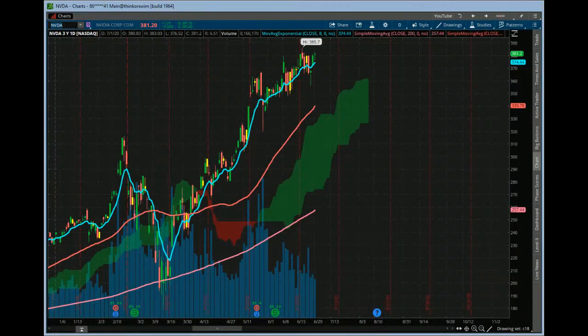Three white soldiers, so it could get some follow through on that one. Nvidia just kind of hanging out there. It's basically back to the upward trend line, so a little bit of a doji day. The semis were weak today, so just a little bit of rotation out of the semiconductors. They had a great day yesterday, and Apple wasn't strong today.